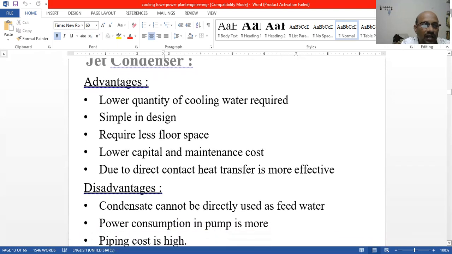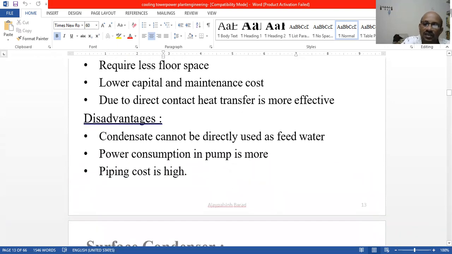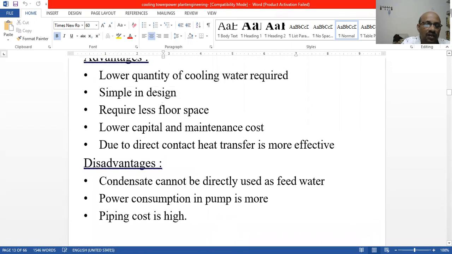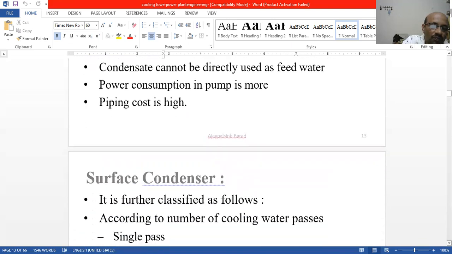Next, what are the disadvantages? Condensate cannot be directly used as feed water. Power consumption in the pump is more. Piping cost is more.